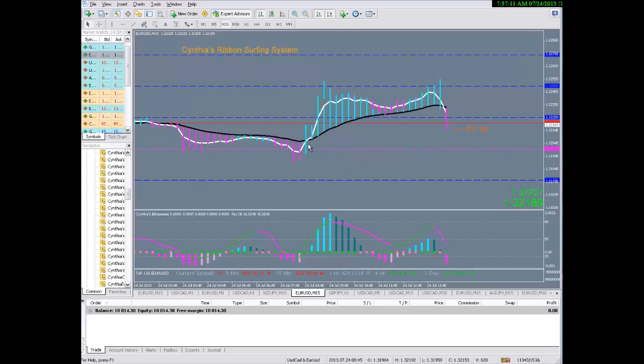In this case, the black line is an 89 moving average and the white line is a 21 moving average, and it draws the ribbon fill here for you. And I've color coordinated it with the trend bars. So in the upper main window, you can see that we have a cross of the white line going above the black, and the bars are aqua, so that would be a long entry.